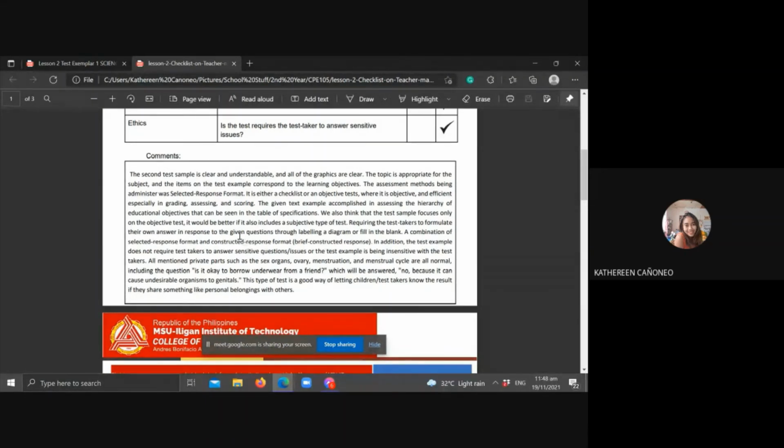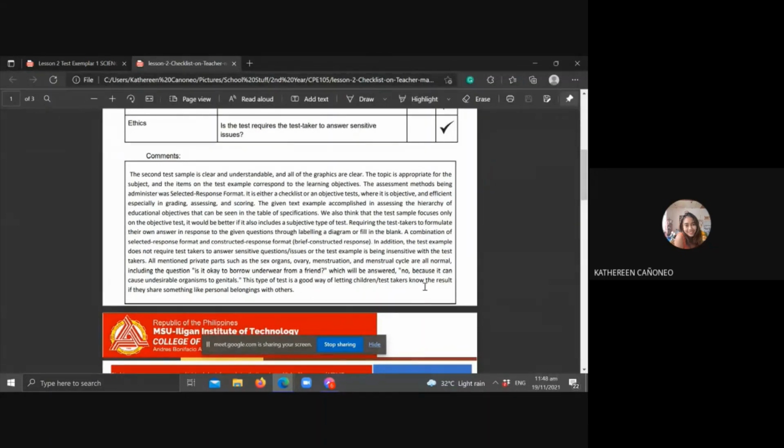It would be better if it also includes a subjective type of test, requiring the test takers to formulate their own answers in response to the given questions through labeling a diagram or fill in the blank. A combination of selected response format and constructed response format, or which is brief constructed response.